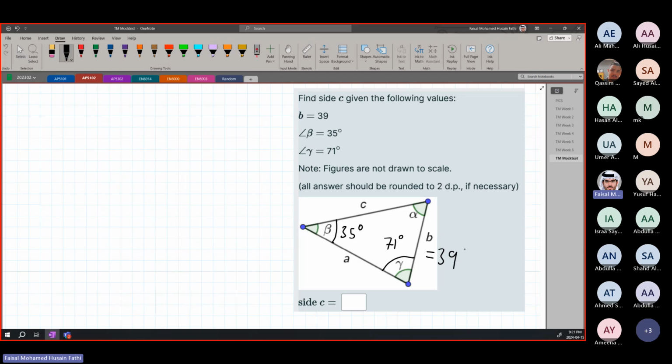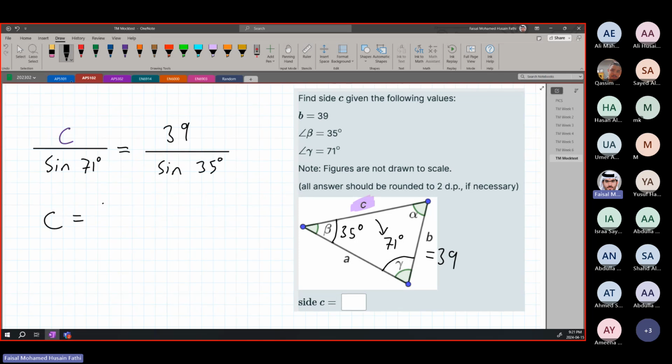We look at what we want to find. We want to find our C value, which is over here. What we don't know or what we're trying to find, we put it first. So C is going to be divided by the sine of the angle opposite to C. What angle is opposite to C? It's 71 degrees, which is equal to, and now we have our known values, B, which is 39, over the sine of the angle opposite to B, which is 35. All right, simplify this. So this is going to be C is equal to 39 sine 71 over sine 35.